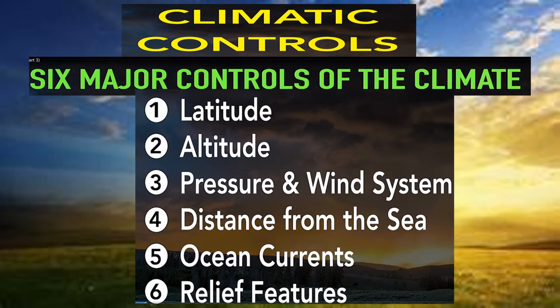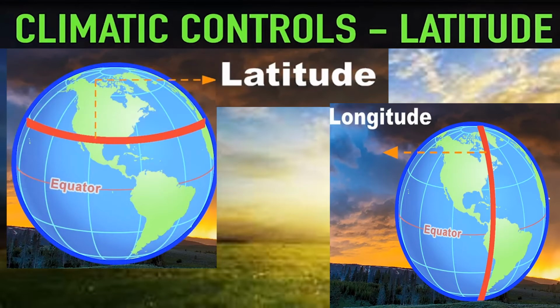There are 6 major factors that affect the climate of a place. Latitude, altitude, pressure and wind system, distance from the sea, ocean currents, and relief features. Now first, let's look into the first factor, that is latitude. As we know, places near the equator receive direct rays of the sun compared to the places far away from the equator. So in short, we can conclude places which are closer to the equator have a hotter climate than places which are far away from the equator.